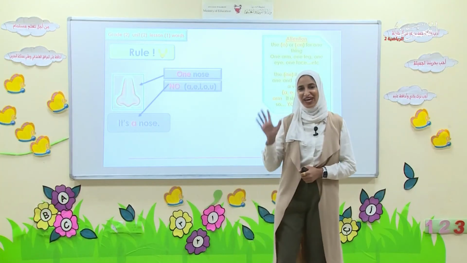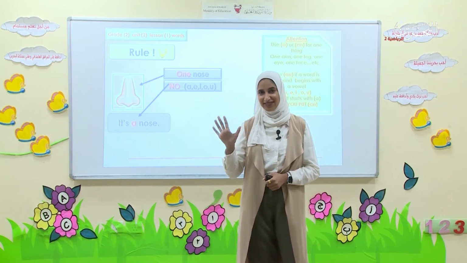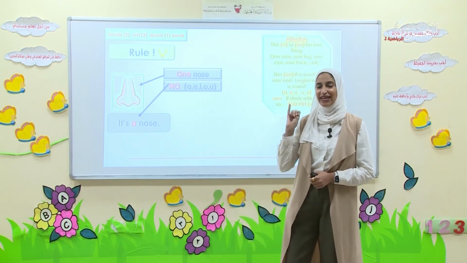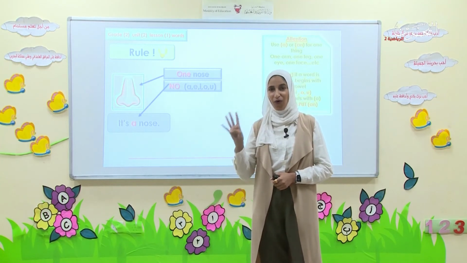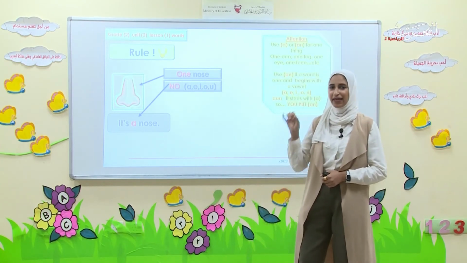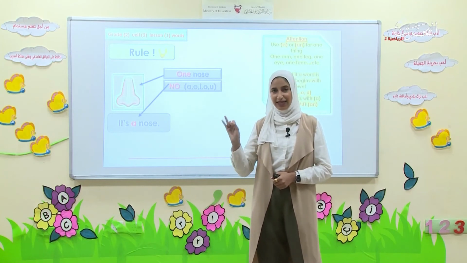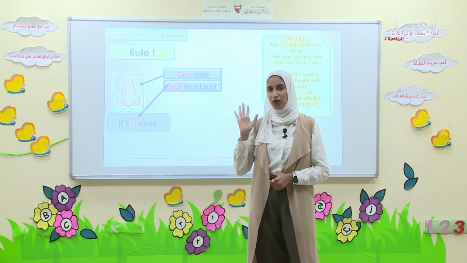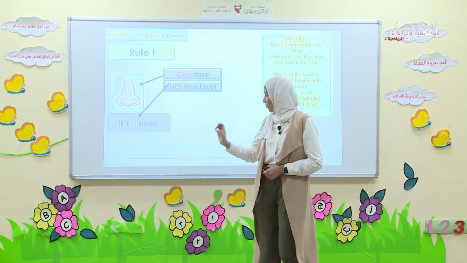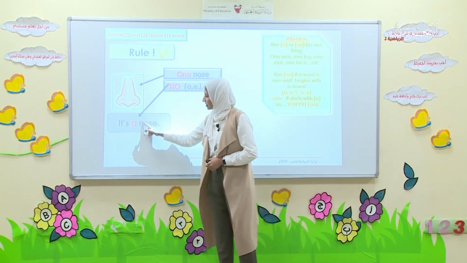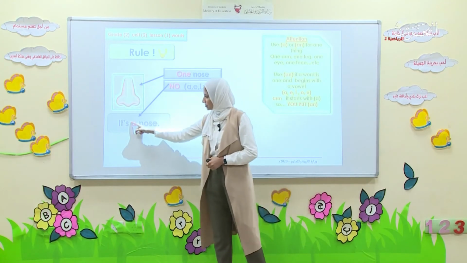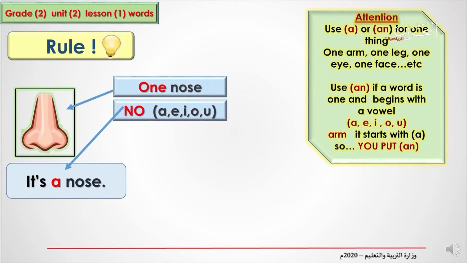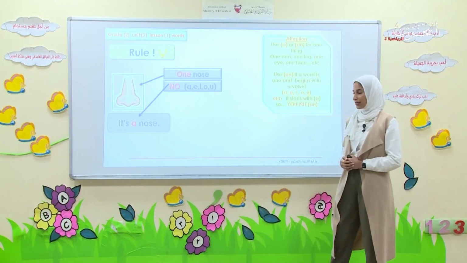In English, we have 5 vowels. They are A, E, I, O, U. One more time. A, E, I, O, U. And the word nose, the first letter is N. It's not a vowel, so we used a. It's a nose.